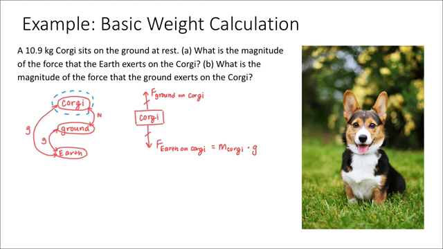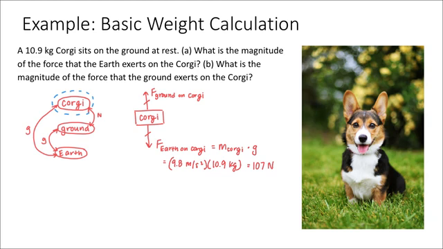Now, I know the mass of the corgi, and I know that g is 9.8, so I can solve right away. I know that this will be equal to 9.8 meters per second squared multiplied by the mass, which is 10.9 kilograms. And in this case, my units will end up giving me newtons, and my answer will be 107 newtons, rounding to the nearest newton.